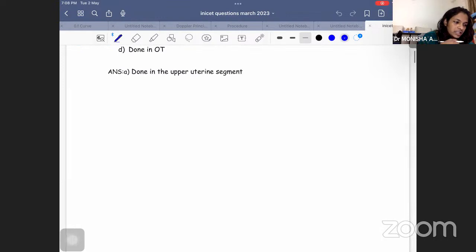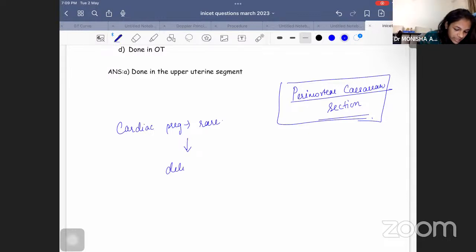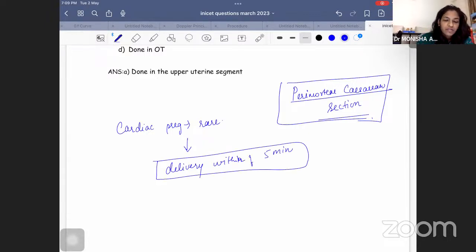Okay, let me tell you what is perimortem cesarean section. There is a very good article about it which has come up, and a lot of studies have been going on in this. When I say perimortem cesarean section, it is about cardiac arrest in pregnancy, which is a rare phenomenon, very, very rarely seen. Whenever there is a cardiac arrest in a pregnant woman, what happens? You conduct the delivery within 5 minutes of cardiac arrest. So if you know at least this much, that you have to deliver within 5 minutes, what will be the apt method to deliver?